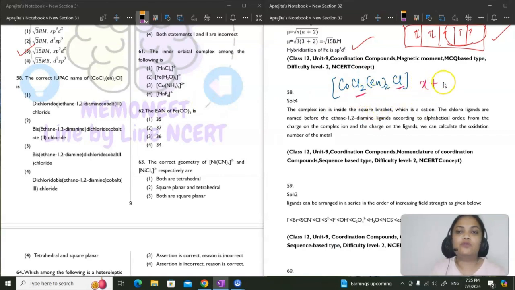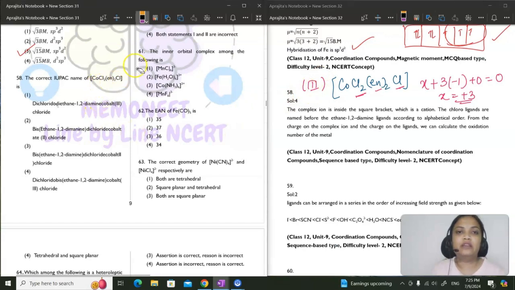So if I want to find out the oxidation state, for chloride it's 3 into -1, and ethylene diamine is a neutral ligand, so it will be 0, and overall it's 0. So X will be +3. So it means the oxidation state of cobalt is +3 here, because we have to write it in brackets. Now we are having chloride ligand, and we are having ethylene diamine. So chloride will be written first because of the alphabetical order, and since it is chloride, we will be writing it as dichlorido because 2 chlorines are there.